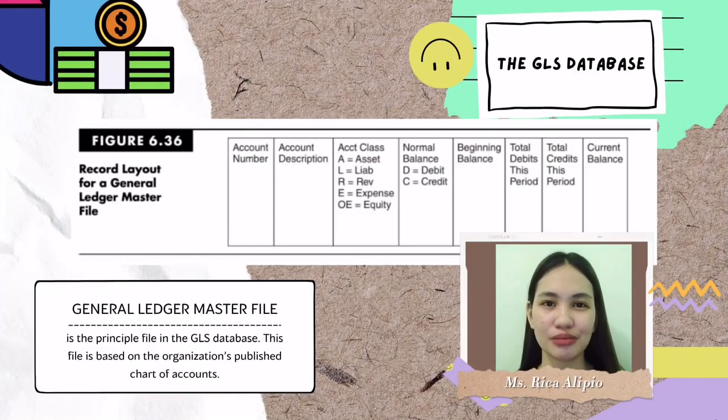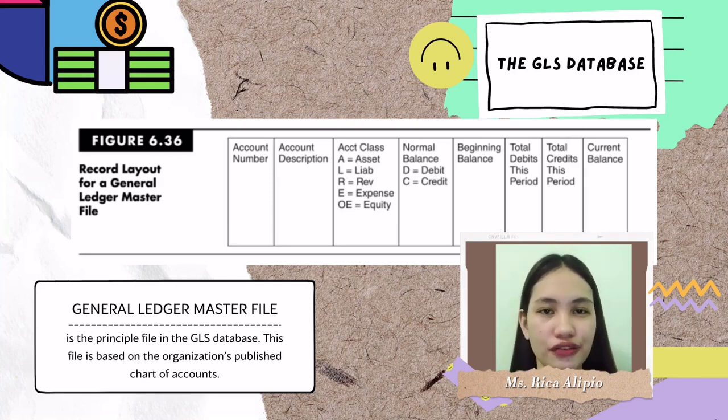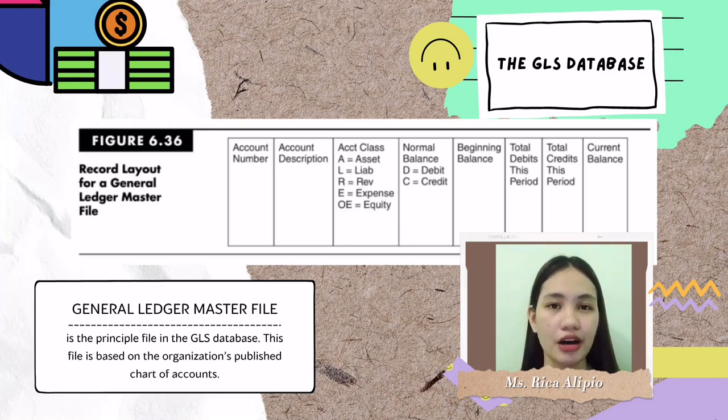Next discussion is about the General Ledger System Database. The GLS database includes a variety of files, but these files depend on the firms. The following examples are representative. First is the General Ledger Master File. It is the principal file in the GLS database. This file is based on the published chart of accounts of the organization.